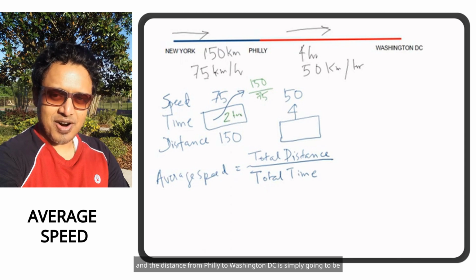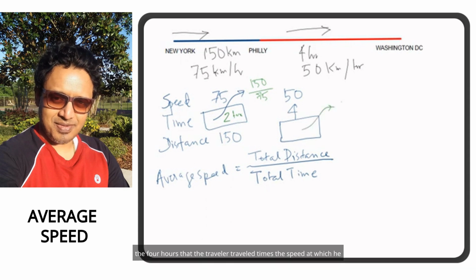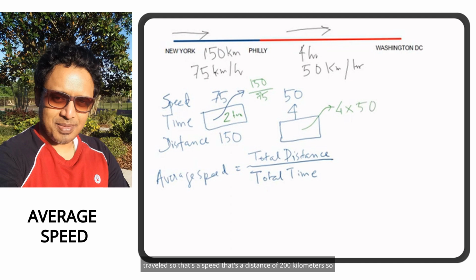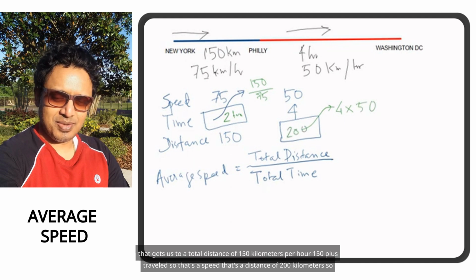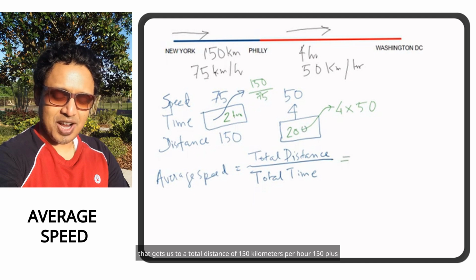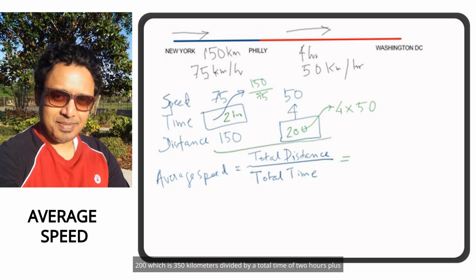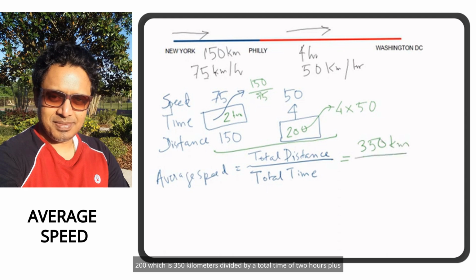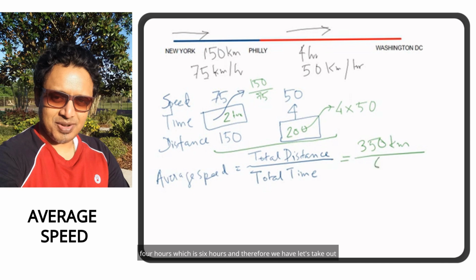And the distance from Philly to Washington, D.C. is simply going to be the 4 hours that the traveler traveled times the speed at which he traveled. So that's a distance of 200 kilometers. So that gets us to a total distance of 150 plus 200, which is 350 kilometers, divided by a total time of 2 hours plus 4 hours, which is 6 hours.